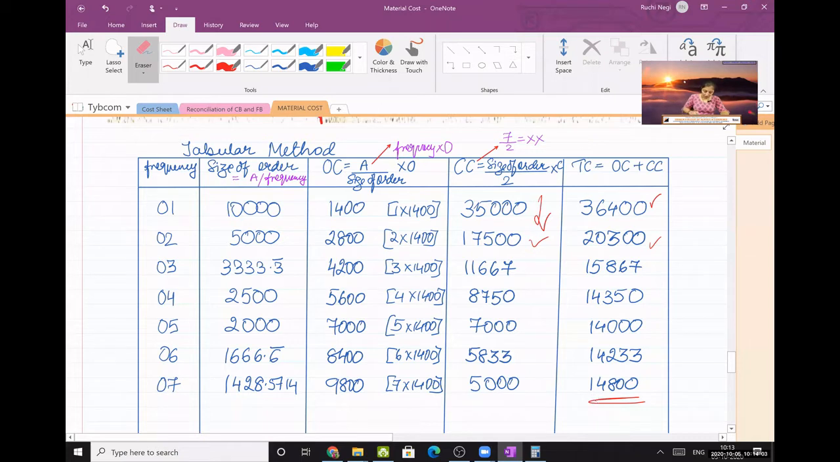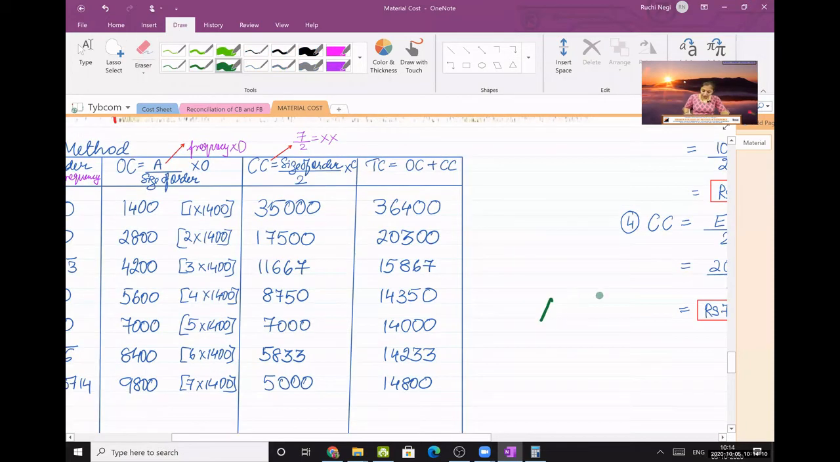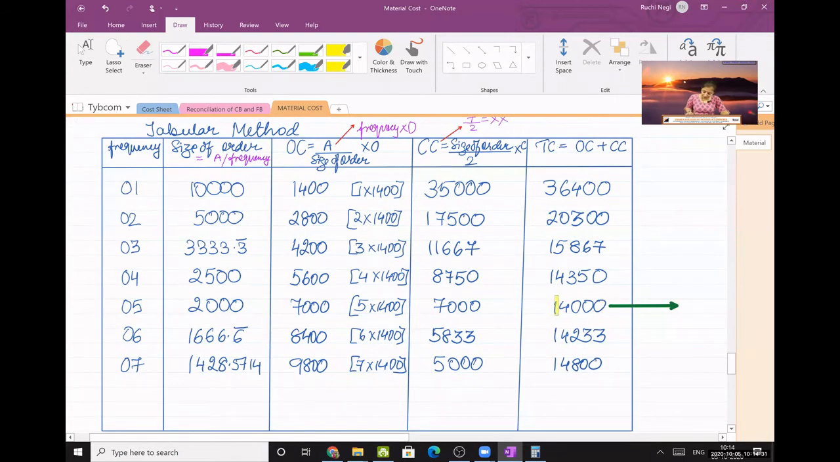Now, at EOQ, what is there? At EOQ, what have we learned? Total cost is the least, minimum, सबसे कम. So if you look here, सबसे कम total cost कौन सा है? ये वाला, right? Yeah, this one. So highlight the answer. This is ये range में मेरा answer है. Match it with the formula method. Obviously, it has to be correct.